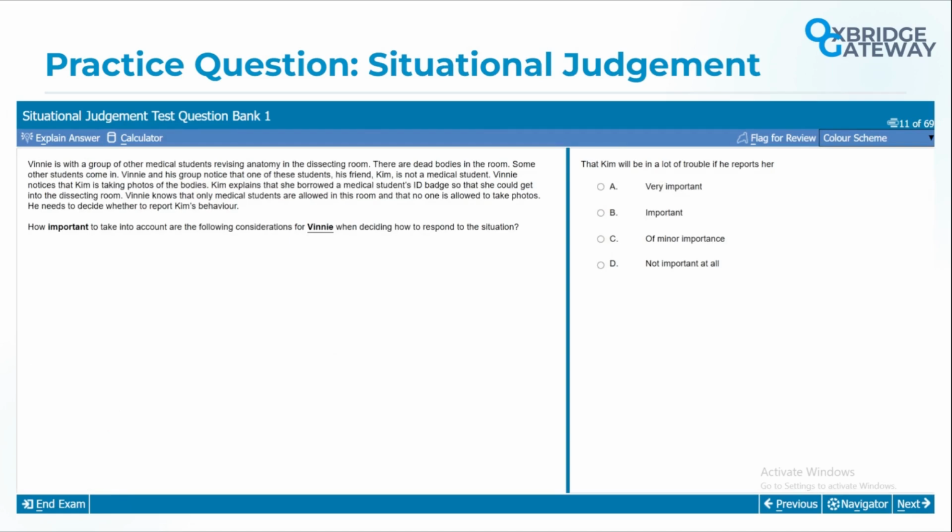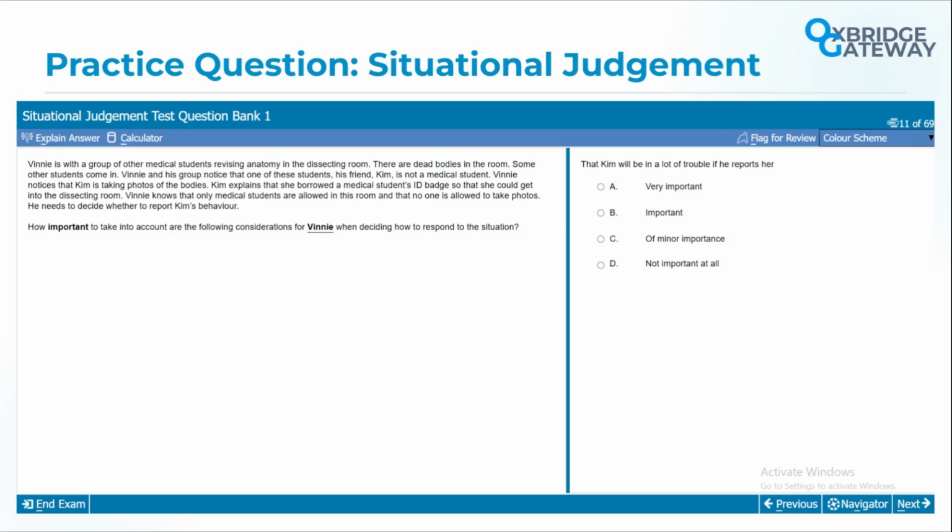Now let's take a look at the situational judgment test. The format is always similar, with the situation stated and then being asked to weigh up different considerations when assessing responses. We can rank them from very important all the way down to not important at all. Again, I'll give a moment to pause and give this a go.